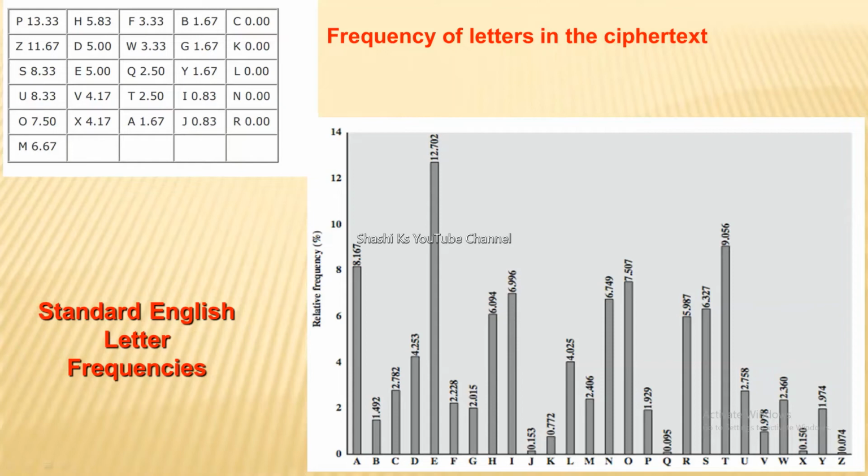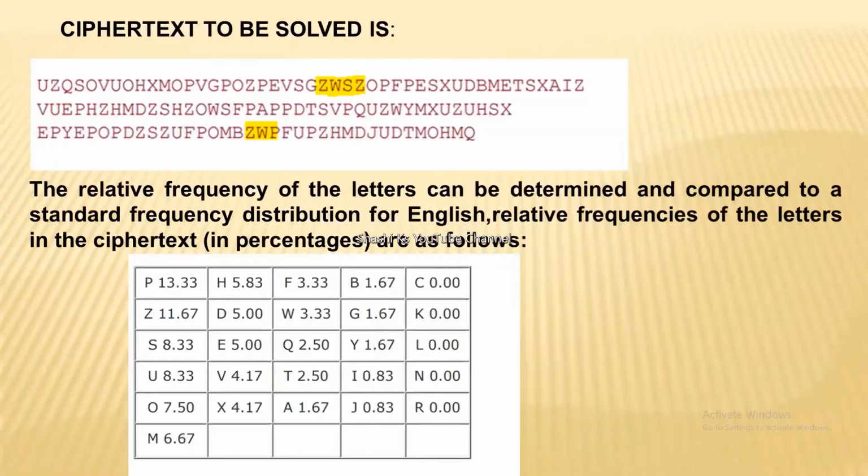The next step which the cryptanalyst may do is look at the frequency of two-letter combinations. Two-letter combinations are called digrams. So a table similar to this table can be constructed for digrams also. In the English language, the most common digram is TH. So for example, in our ciphertext, you could see the digram ZW. ZW occurs more frequently in this ciphertext.